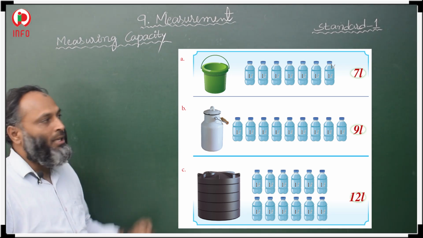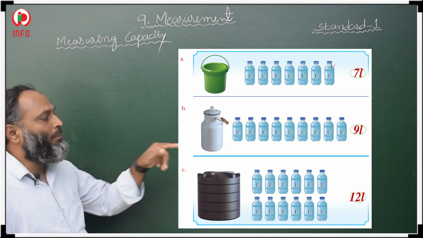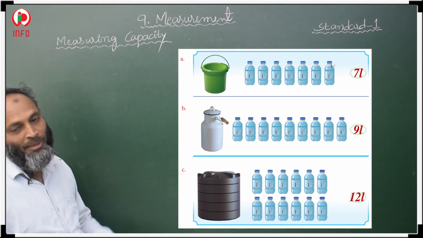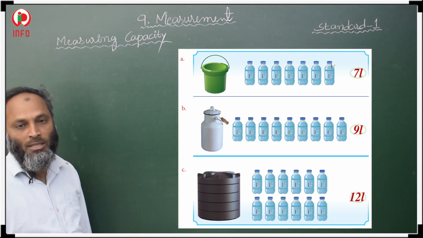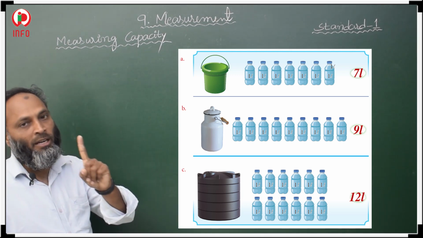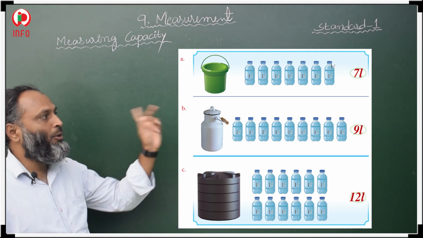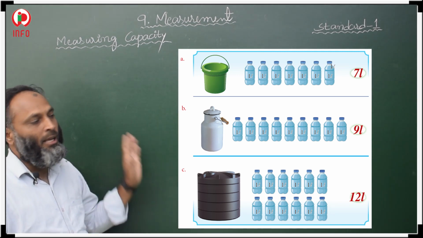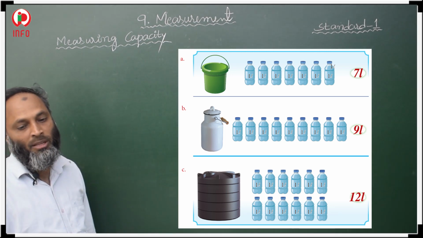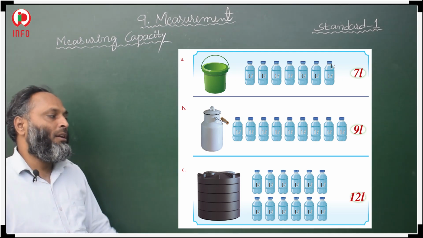The first bucket capacity is equal to 7 liters. Then the milk can capacity is equal to 9 liters. And the water tank capacity is equal to 12 liters. We just have to count how many bottles are there. Each bottle is equal to 1 liter, so that number of bottles is equal to that many liters. Here 7 bottles, 7 liters bucket capacity. Total 9 one-liter bottles, that is 9 liters capacity for the milk can. Then the water tank, the total capacity is 12 liters.